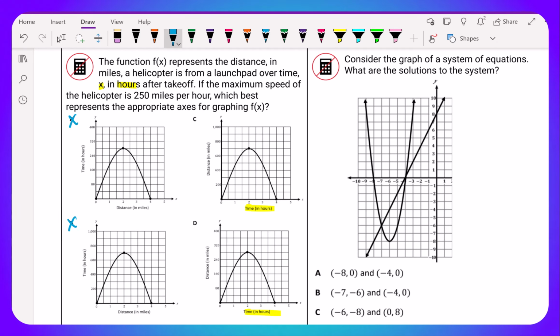This one says if the maximum speed of the helicopter is 250 miles an hour, what is the best graph that represents the appropriate axes? So if you look, it says the maximum it can go is 250 miles an hour. In choice C, after 1 hour, it appears to have traveled over 400 miles. So this one is impossible, making D the only choice for this question.